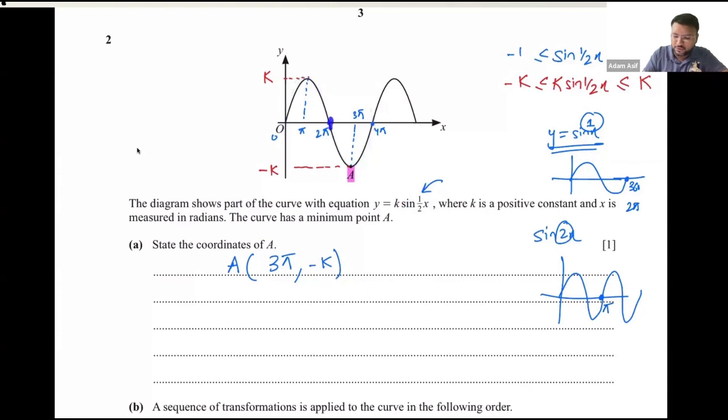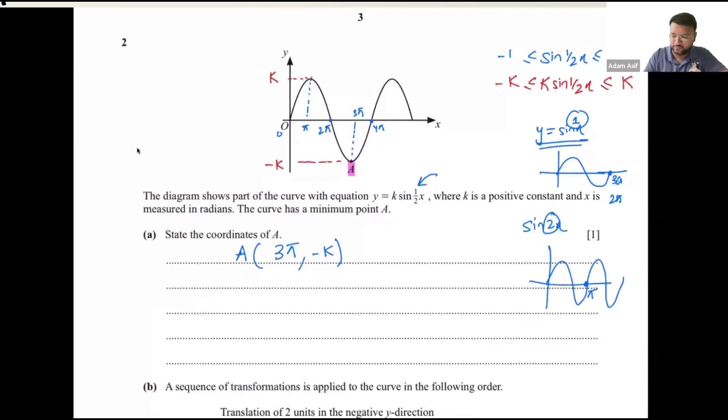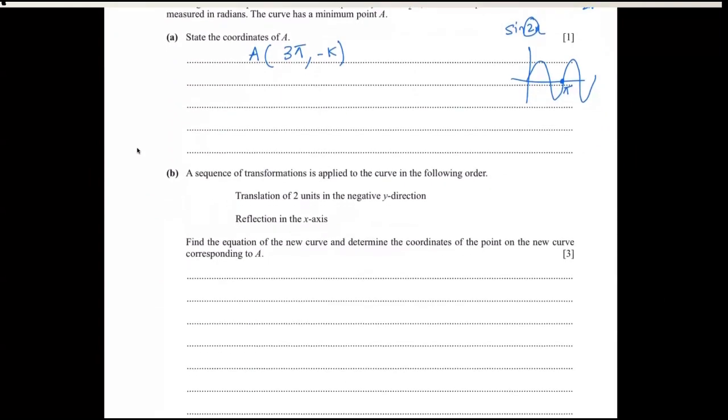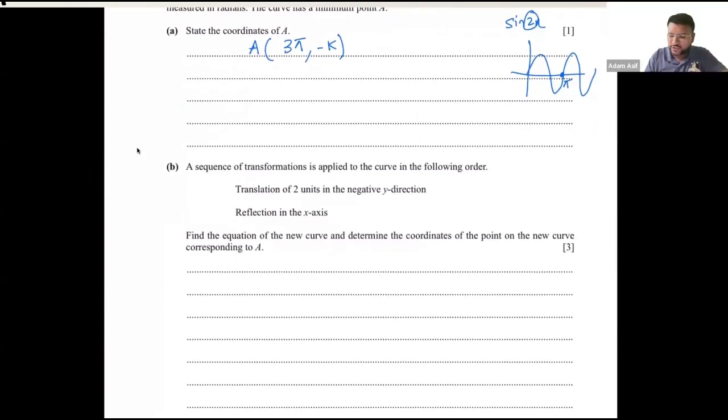And so this is the minimum point. The x coordinate is going to be the average of 2 pi and 4 pi. Okay, clear. Part B says a sequence of transformations is applied to the curve in the following order. So the order is already mentioned. Translation of 2 units in the negative y direction. So the translation vector would be 0, -2.